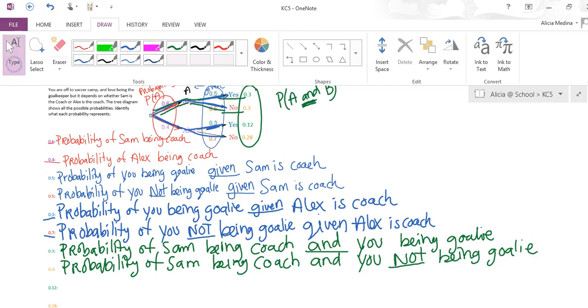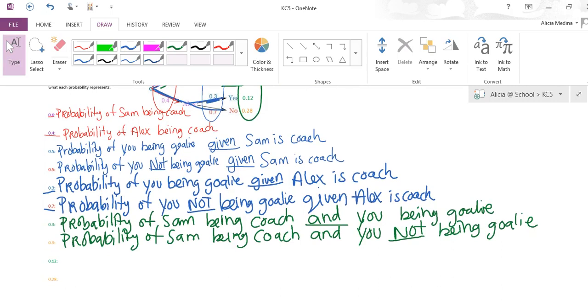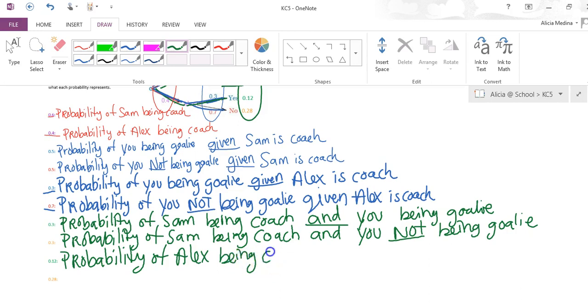Alright, scrolling that up a little bit. I see that 0.12, so that is going to be the probability of now Alex being the coach, and I am still getting to be goalie. So this is going to be probability of Alex being coach, and again, another important word, and this was the yes part, so that would be you being the goalie.